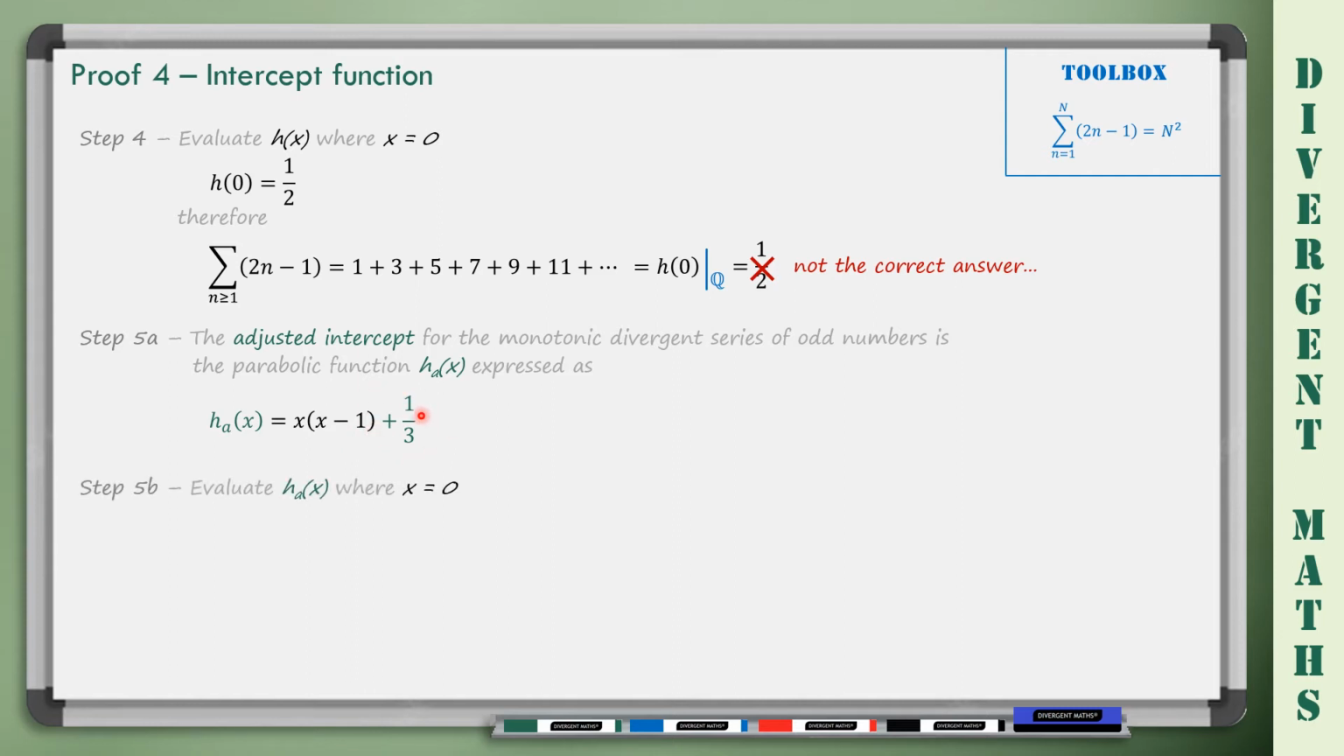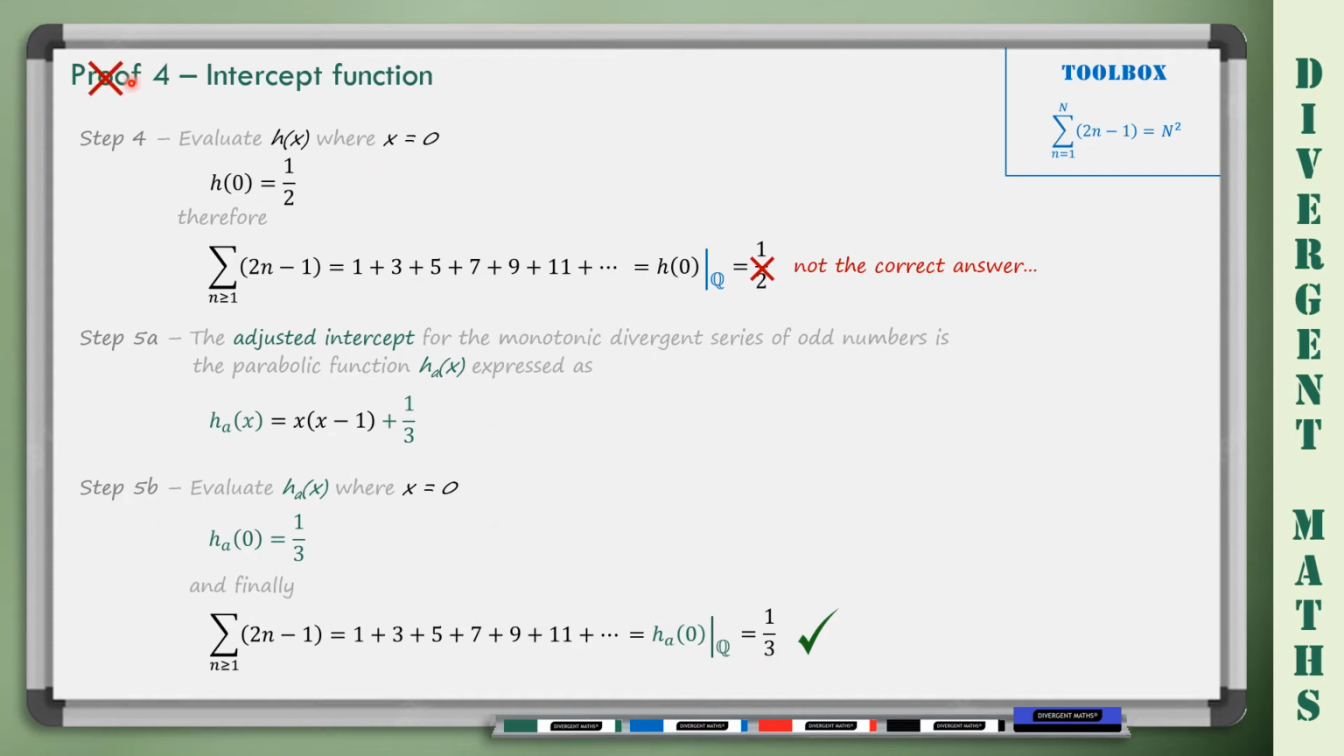Now when we do the same thing as previously, we have step 5b to evaluate the value of the adjusted intercept, h sub a at x, where x equals 0. It gives us, of course, 1/3. And then, finally, we have the sum from n equal 1 to infinity of 2n minus 1, which is 1 plus 3 plus 5 plus 7, etc. The monotonic divergence of odd numbers is equal to the value of the adjusted intercept evaluated at 0, or the intersect of the adjusted intercept with the vertical axis after projection on Q, which is 1/3, and that is the correct result. So that method that we use is correct.